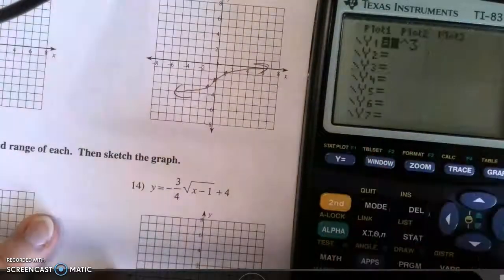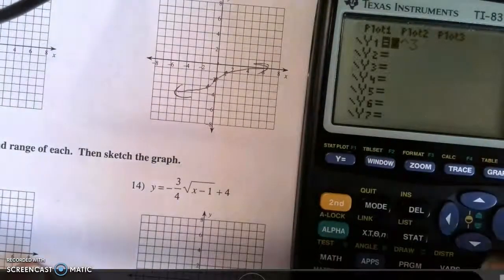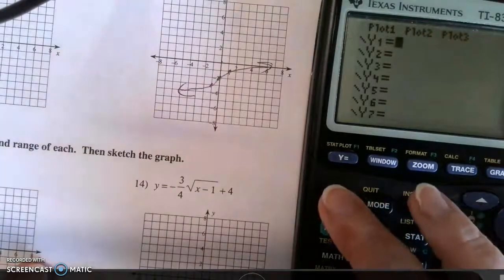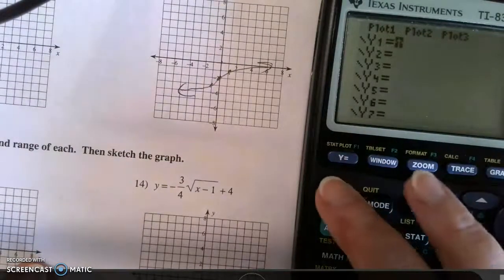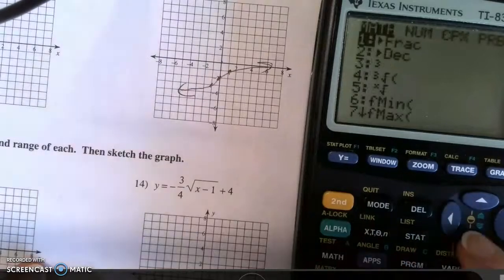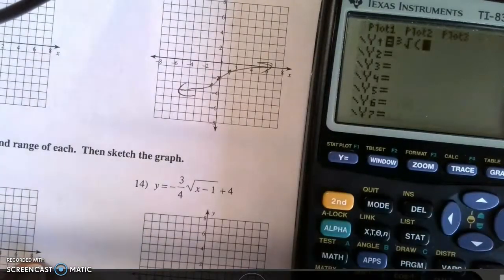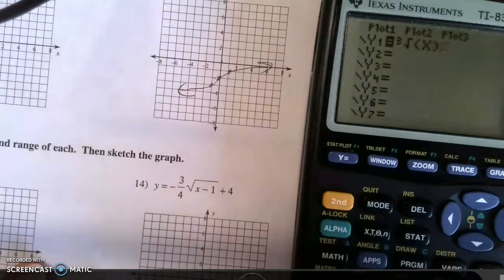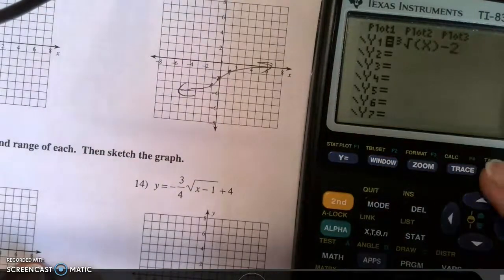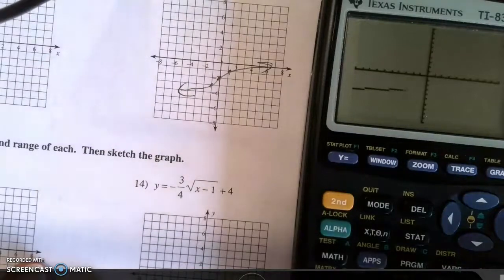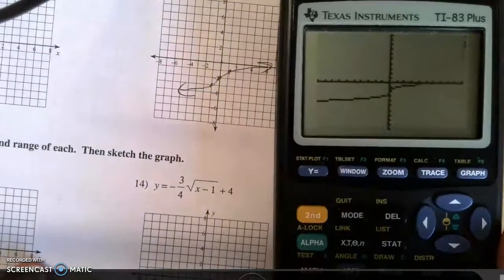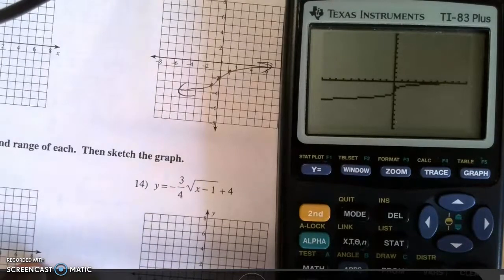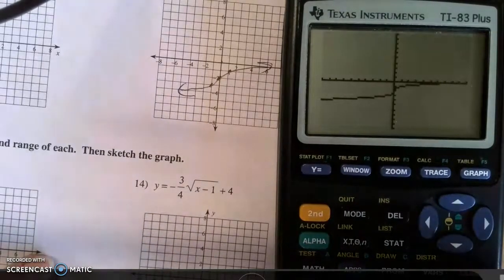And let's take a look so you can see it. So I've got a cube. And then I'm going down 2. So there it is. Not bad for sketching.